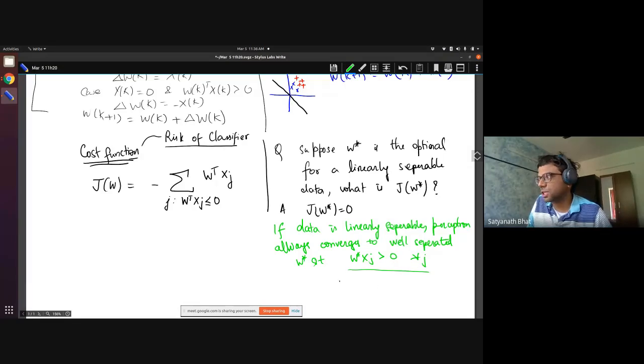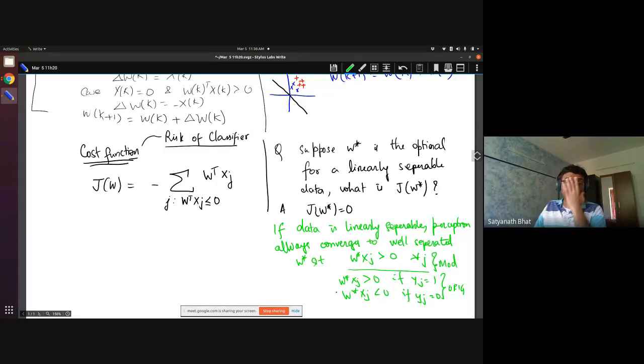If you look at the original one, then it will be W star xj is greater than 0 if yj is equal to 1 and W star xj is less than 0 if yj is equal to 0. So this is the original and this is the modified. This result we saw, and I said that we will not try to prove it in the class, but this proof is available in Duda Hart. If someone wants to understand this, it is there.